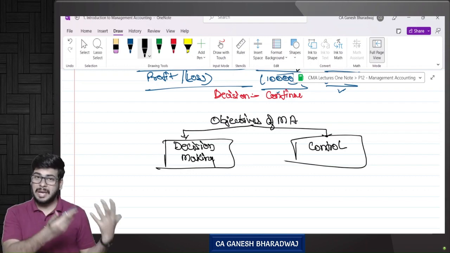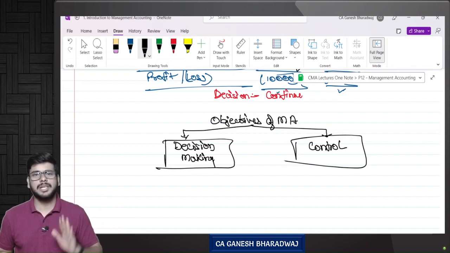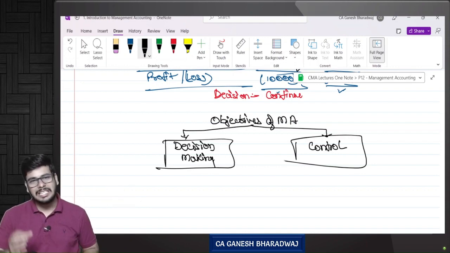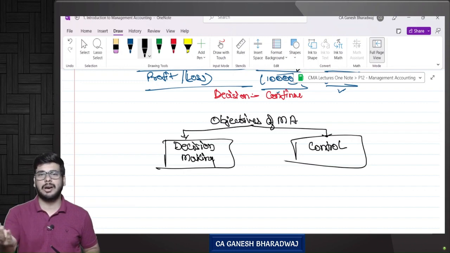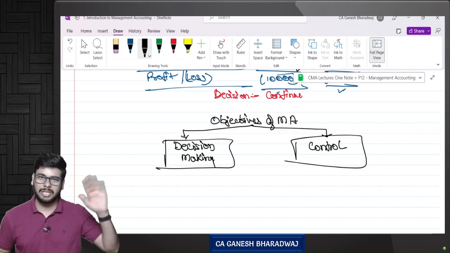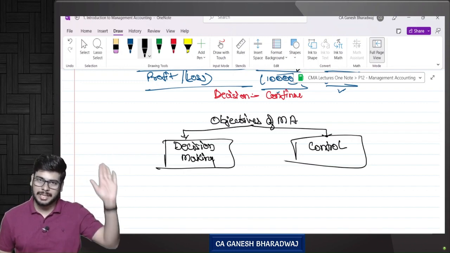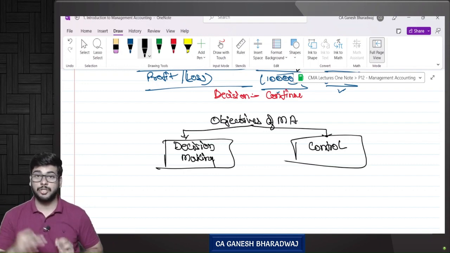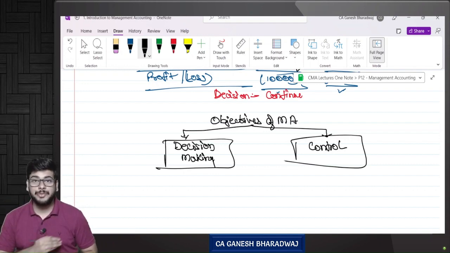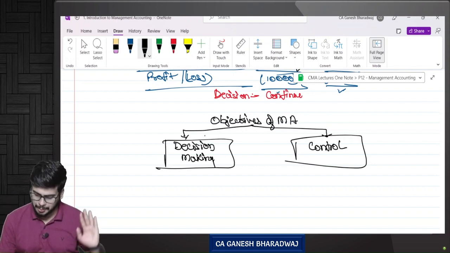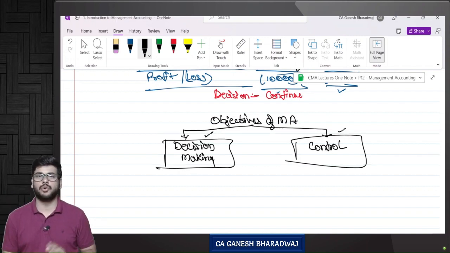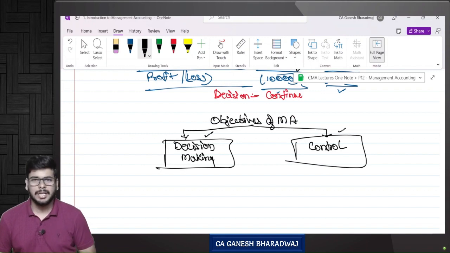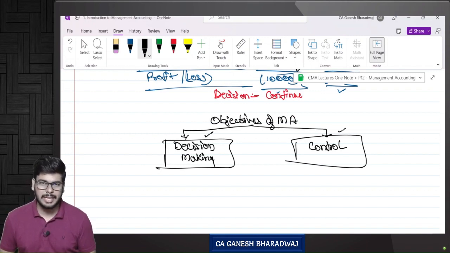That's why in paper 8, strictly speaking, the entire paper is not cost accounting. Some management accounting chapters are also hidden inside your cost accounting paper number 8. That's why the same chapters are once again appearing in your paper 12, management accounting. So please know that the objectives of management accounting are broadly decision making and control. Are you clear with this? Fine. So now, sir, how does it help in decision making?